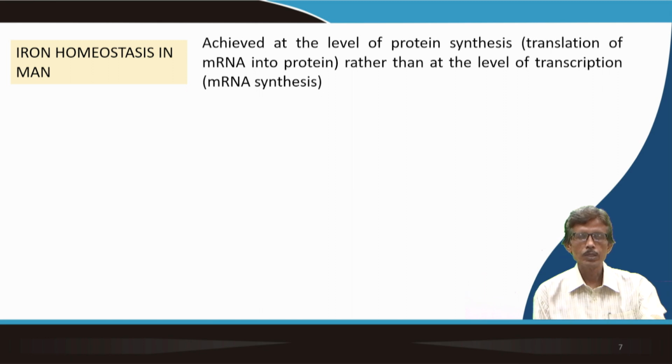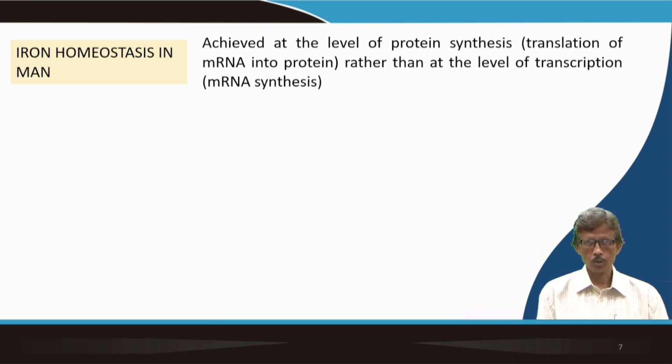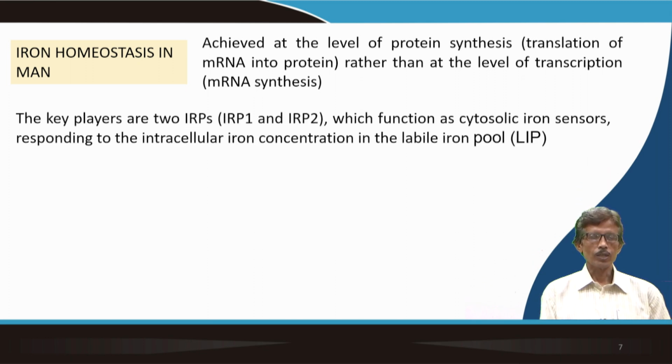This is achieved at the level of protein synthesis, where you can have the translation of mRNA into protein. We all know the process is nothing but mRNA translation for protein synthesis. So, it happens during the translation process only, not during the synthesis of mRNA. Two of these species are IRP1 and IRP2, and they function as the corresponding iron responsive proteins, as your cytosolic iron sensor.